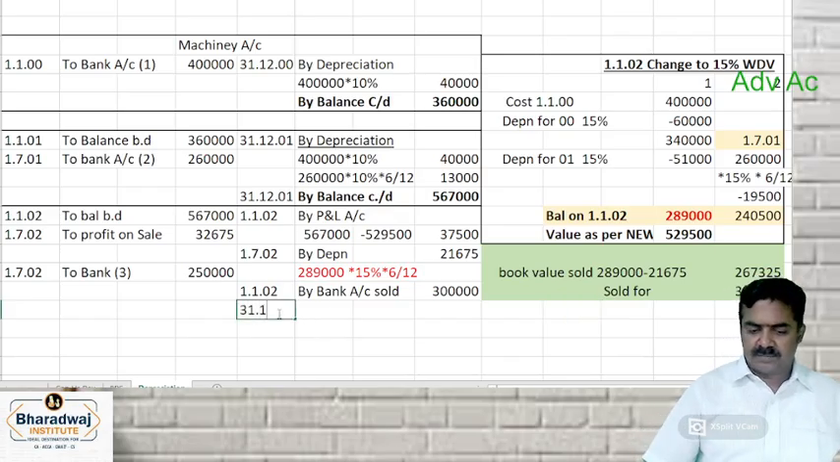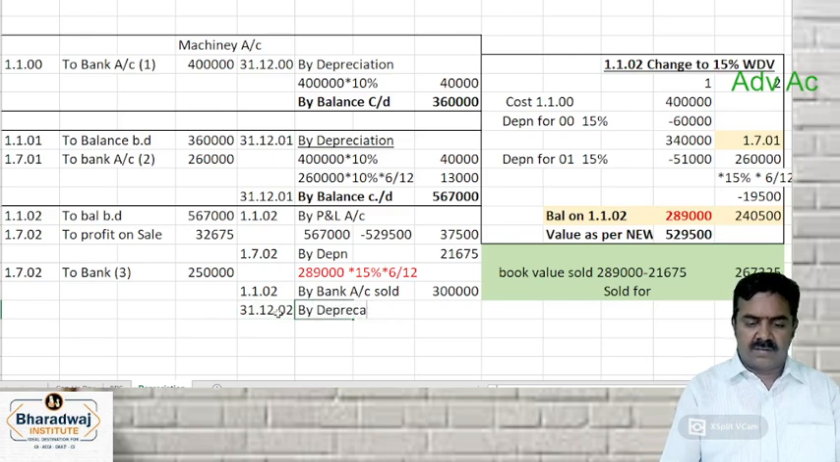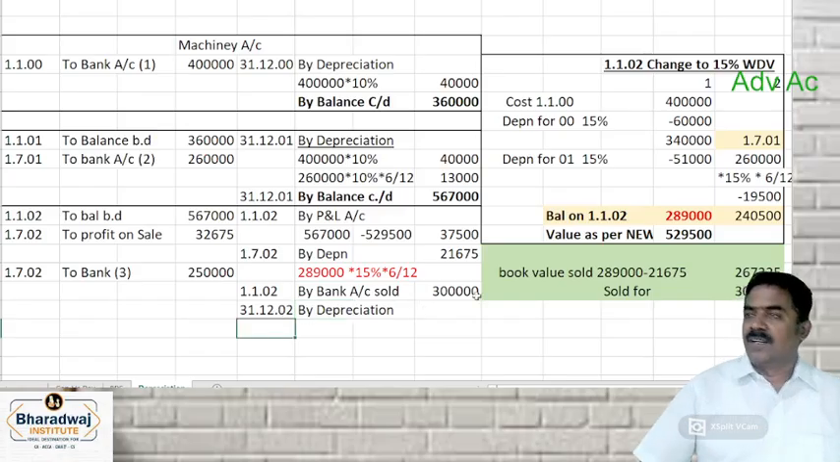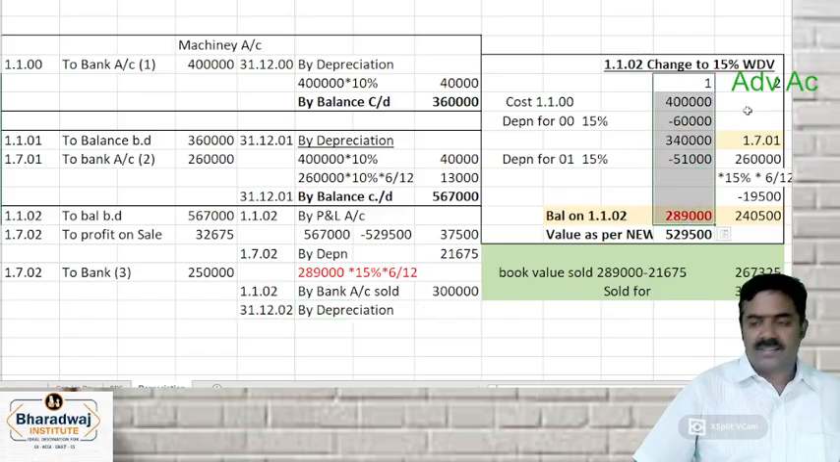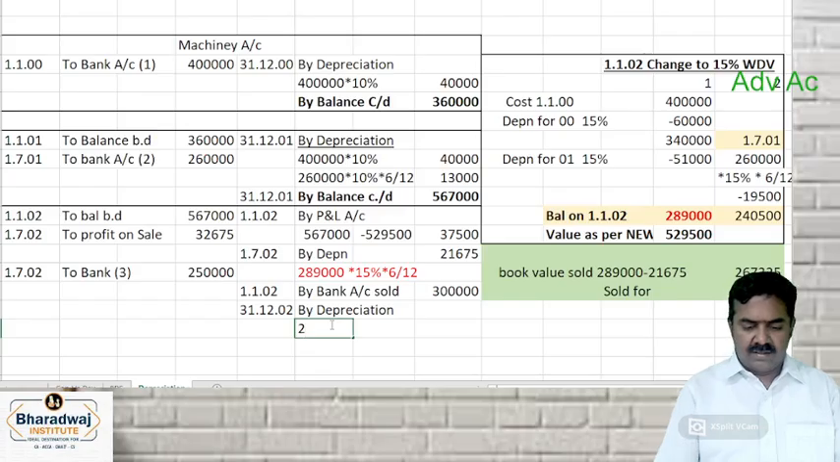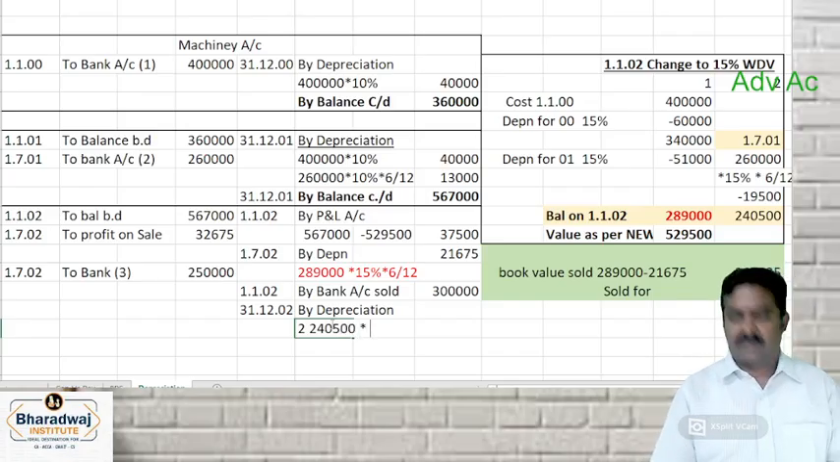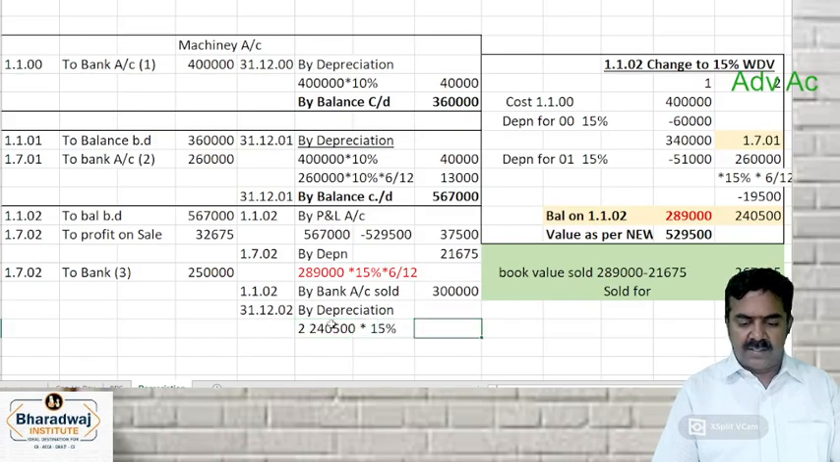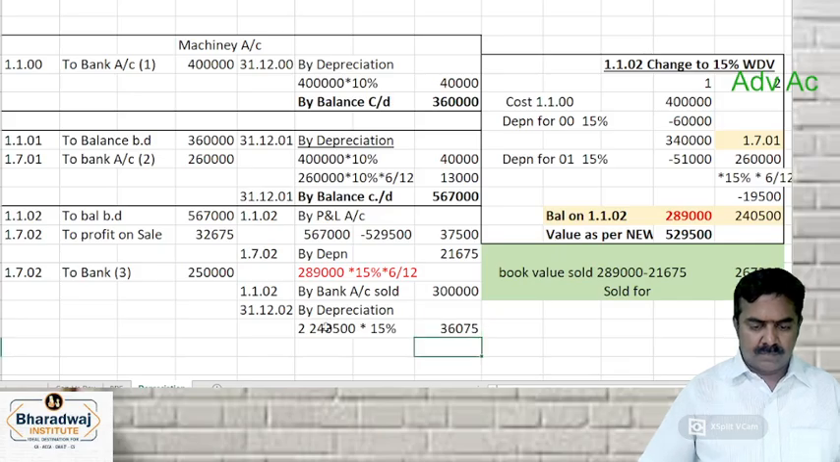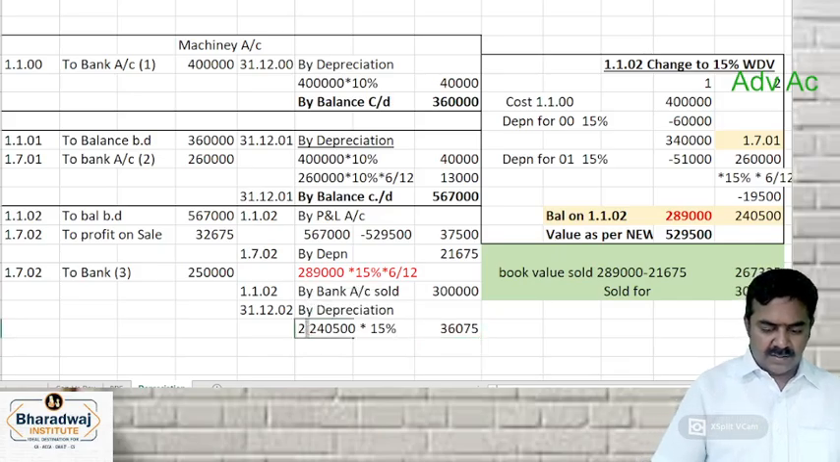Next, what should we do? By depreciation. Now which asset do we have in hand? The first asset is sold. Look at the second asset. What is the value of the second asset as per the new method? 2,40,500 into what percentage? New method 15% WD. This is for the second asset.